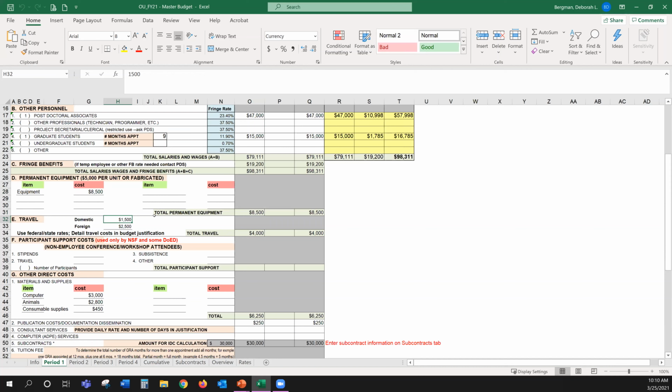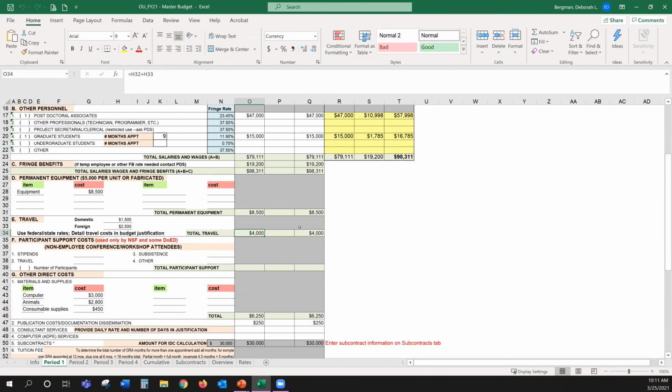Okay, for travel, you would enter the amount for either domestic or foreign over to the left here, and the total will show up in column O. A breakdown of travel costs showing airfare, lodging, per diem, and everything else should be provided in the budget justification.